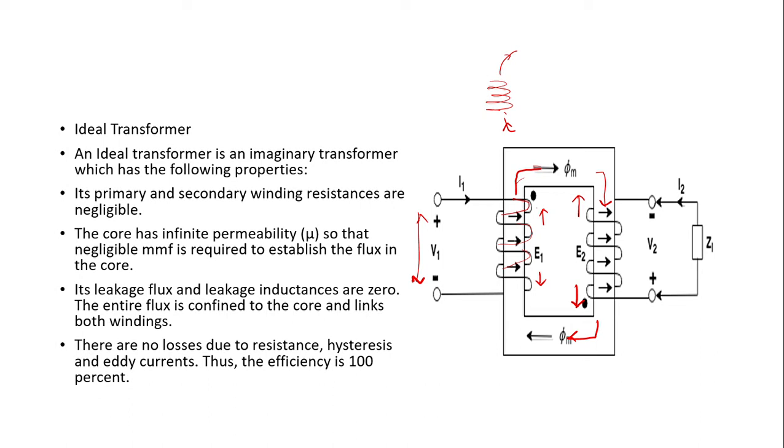Now secondly, its leakage flux and the leakage inductance are zero. Leakage flux is the flux which weeps out from this magnetic core or the ferromagnetic core, right? There are no losses due to resistance, hysteresis, and eddy current. We have talked about this. So basically, this ideal transformer has no losses due to resistance, eddy current, and hysteresis. So the efficiency of this transformer is actually 100%.